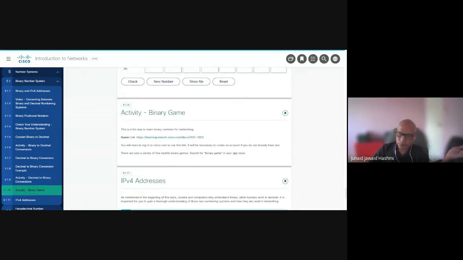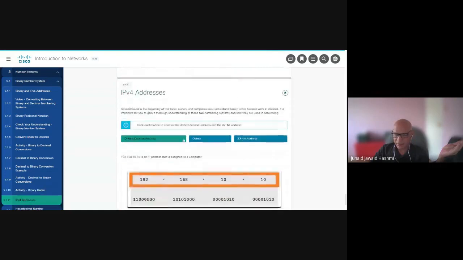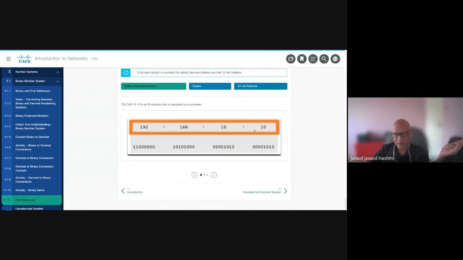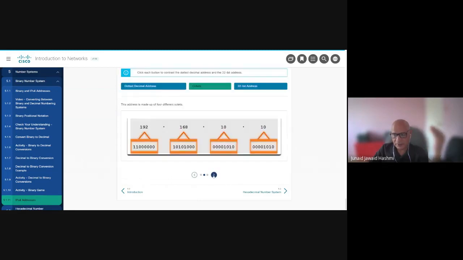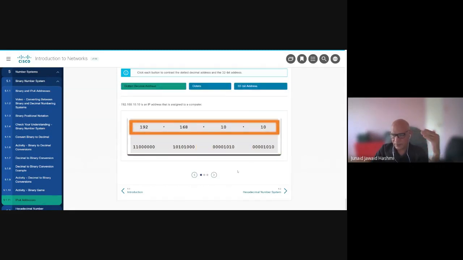All right, so do this activity, the binary game, after IP version 4 addresses. Everybody understands these addresses. So you have 4 octets, total 32 bits. Your computer uses this number to find the destination, and this is converted, okay? And this is called encoding. Have you guys heard of the encoding process? It's going to come in a later chapter.